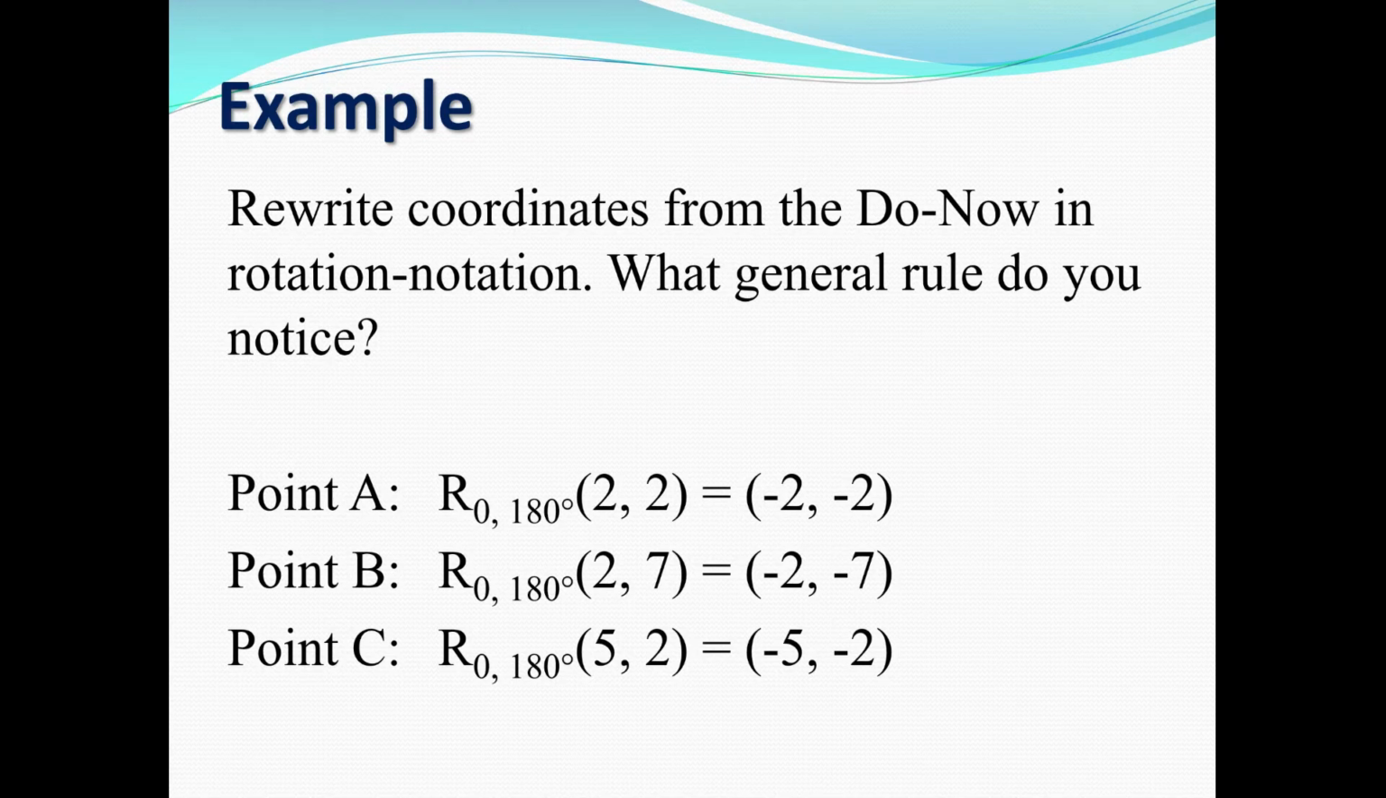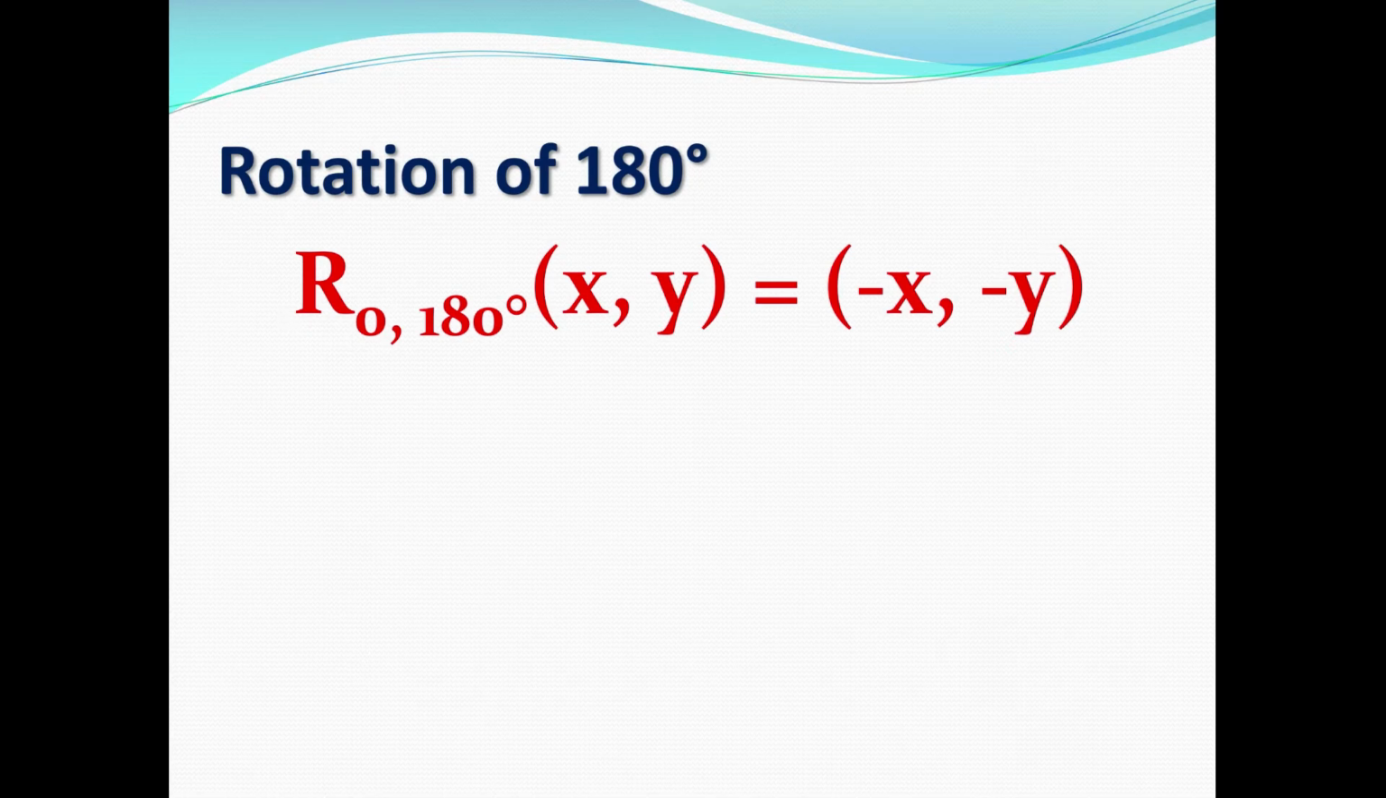Now, do you notice a general rule here that we could write? Let's say you're rotating a point (x, y) over the origin by 180 degrees. Then what are the resulting points? What is the image? It will always be (-x, -y). And that's basically the general rule.